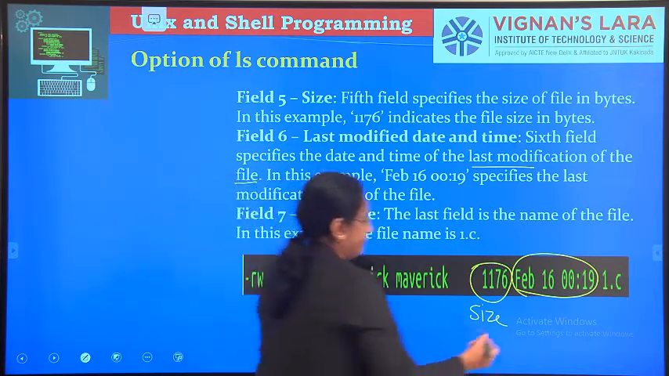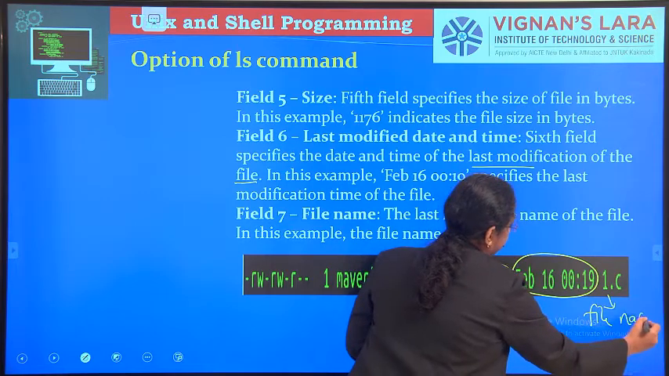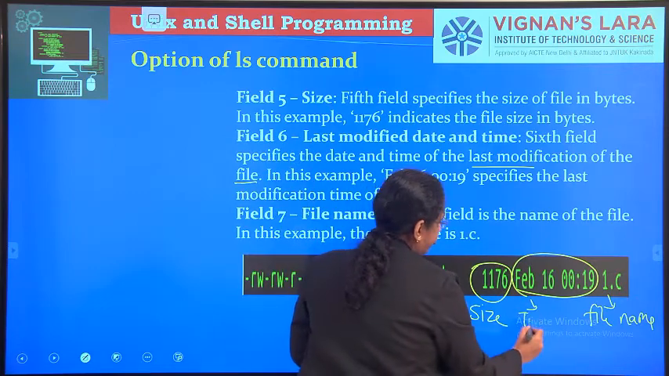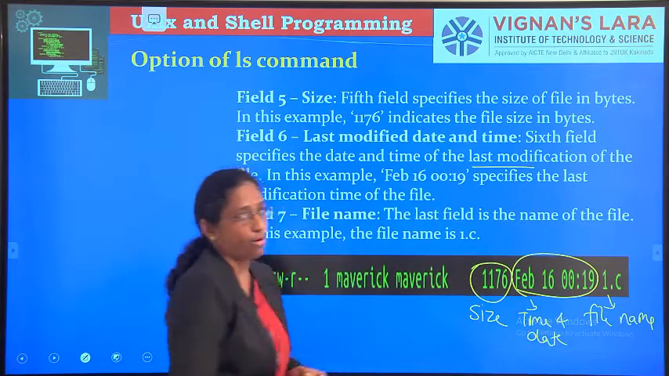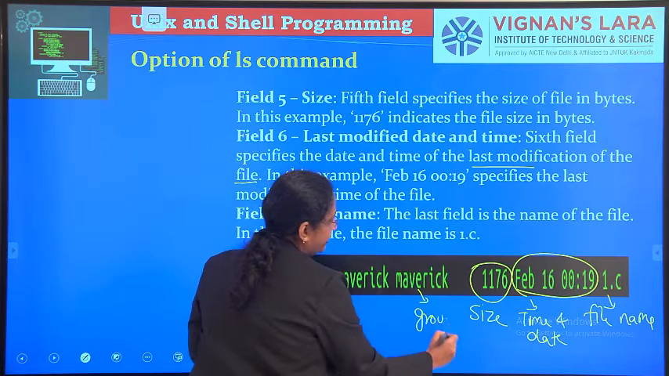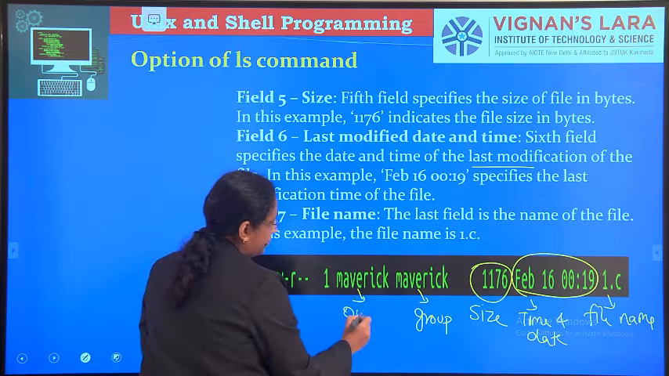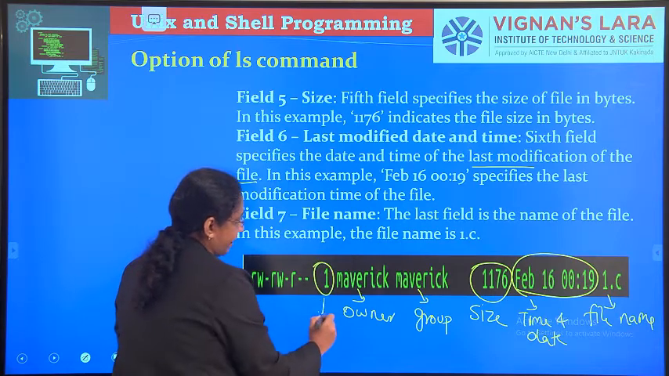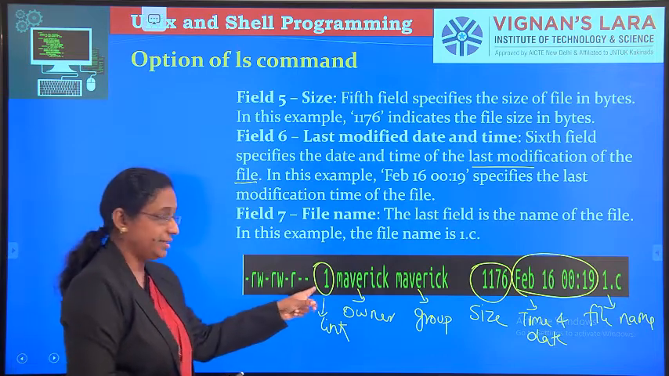And finally field 7, which is the file name. So this is the file name, and this is the time and date when the file was last modified. This field represents the group that can access the file, and this represents the owner of the file. And this one represents the links to this file, how many links you have to this file.